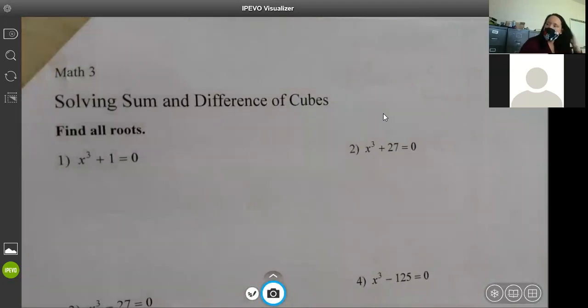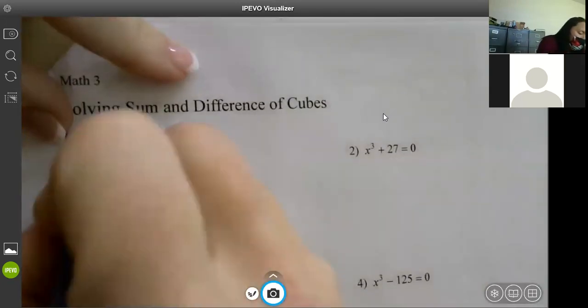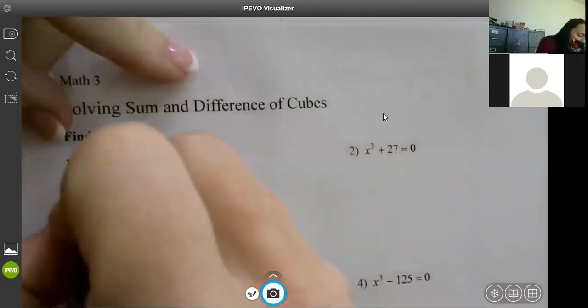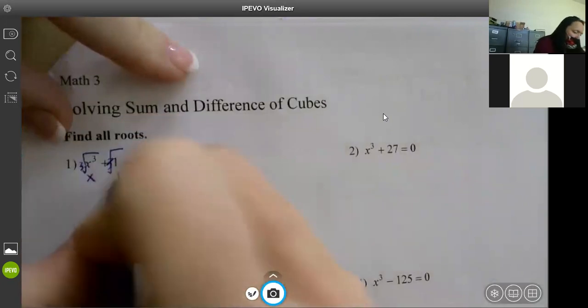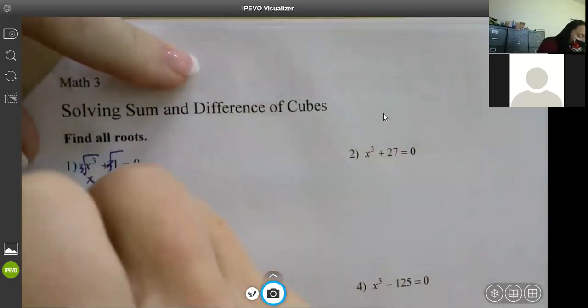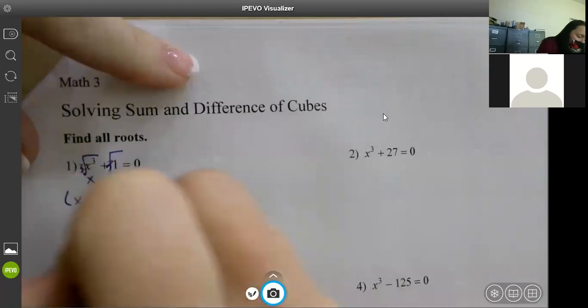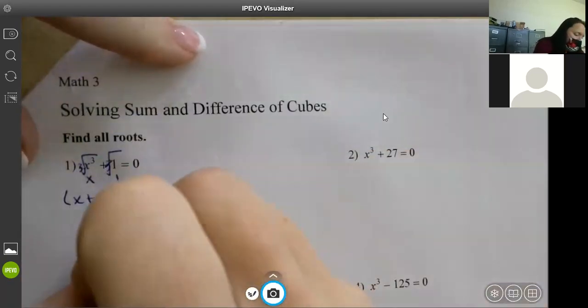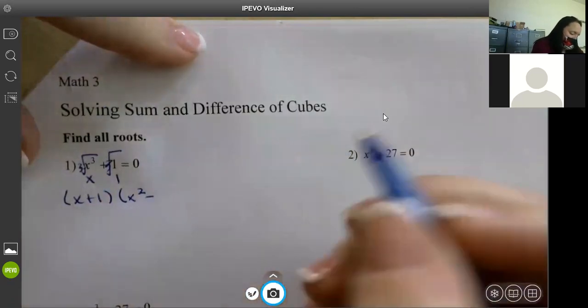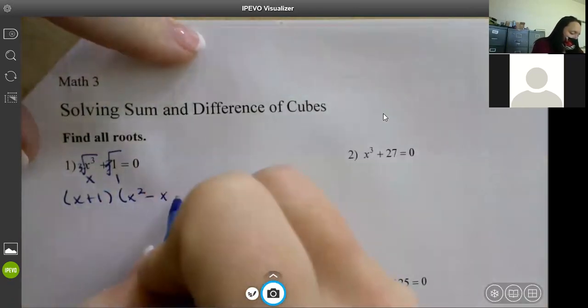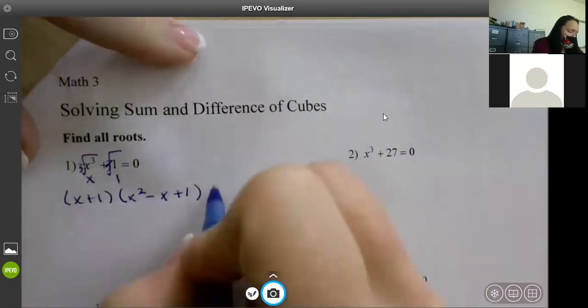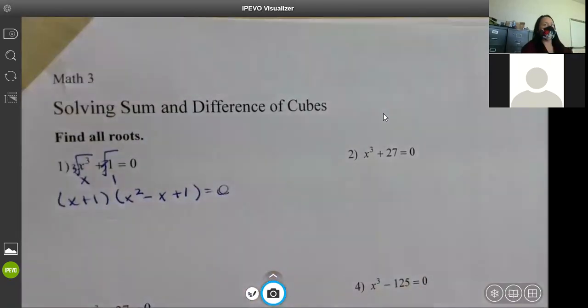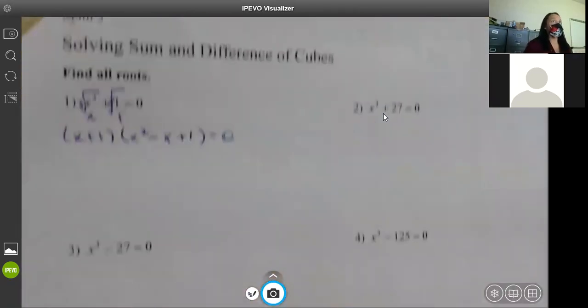Remember your formulas from yesterday that I botched up, but now they're good. So we're going to take the cube roots of both. We get x and 1. So your first factor is x plus 1. Your second factor is going to be square the first, change the sign, multiply them together, square the last. So that's what we did yesterday. Now we're just adding equals 0 to it.